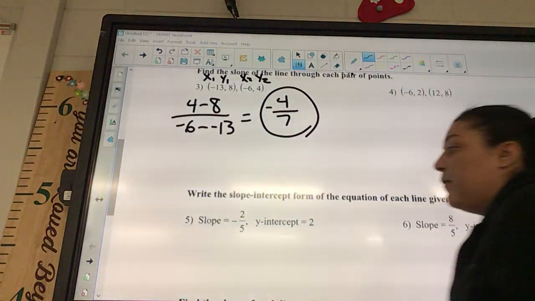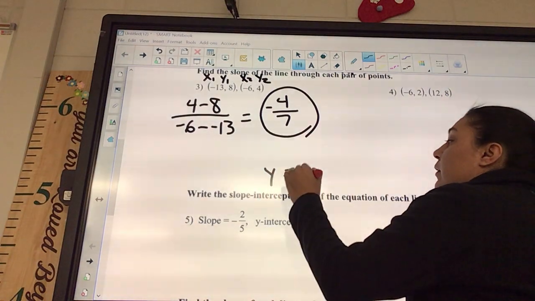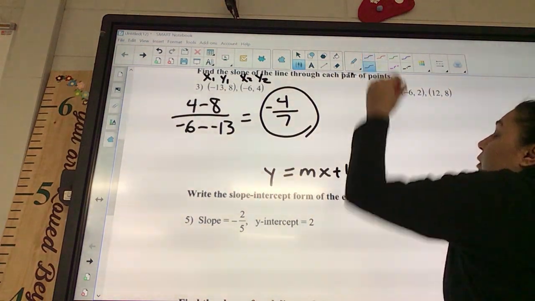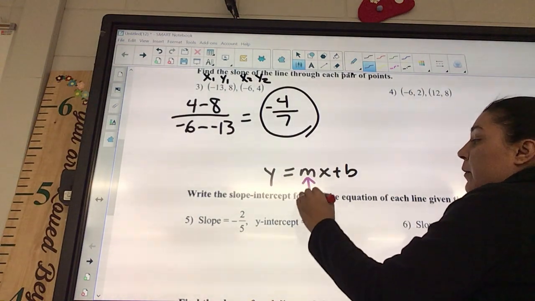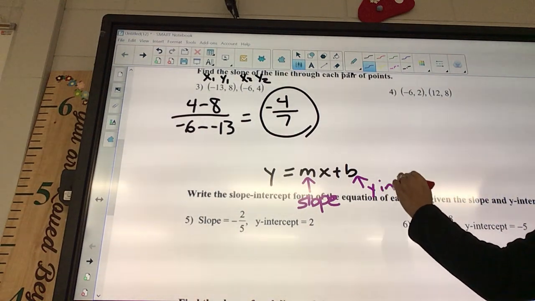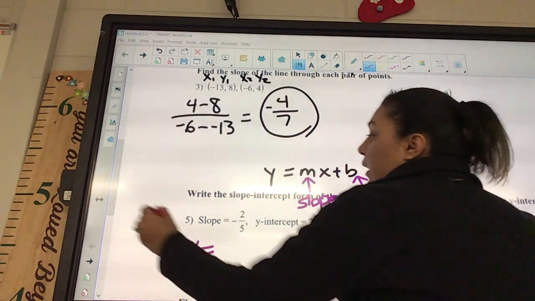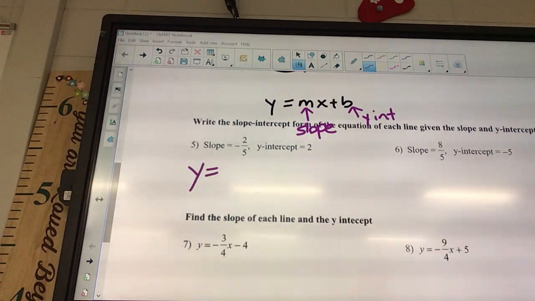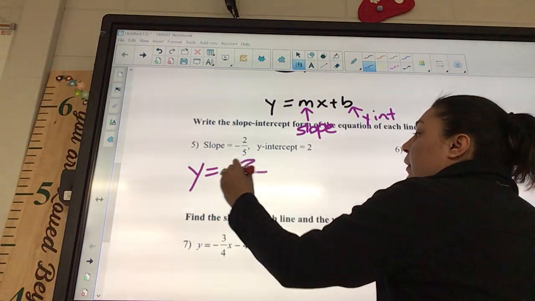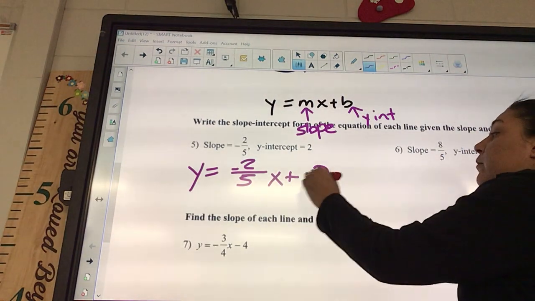Okay, write the slope-intercept form. What's slope-intercept form? y equals mx plus b. What does our m stand for? Slope. And the b is the y-intercept. They gave us both of those things, and all they want you to do is write the equation. So we got y equals, and what is our slope? Negative 2 over 5 x plus our y-intercept, which is 2.